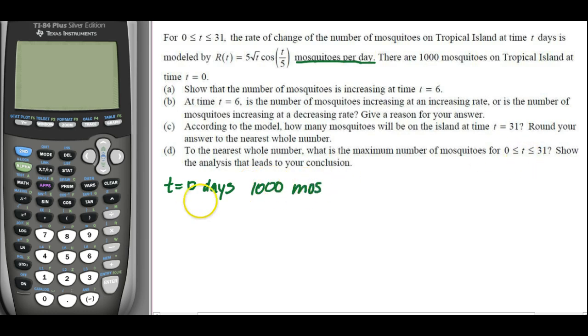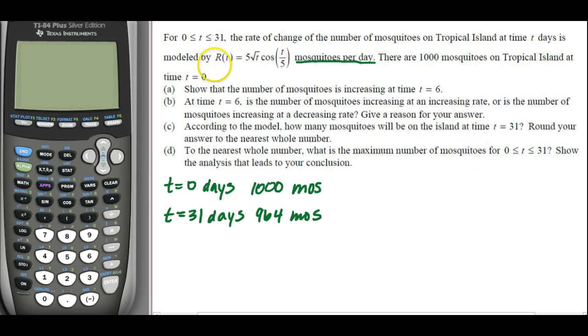And we even have how many mosquitoes there were at 31 days. We solved that in part C. So at 31 days, there was 964 mosquitoes. So right now, just checking the endpoints, we could say that the current maximum would be 1,000 mosquitoes. But we need to check any critical points. So we need to check critical points by setting the derivative equal to 0.